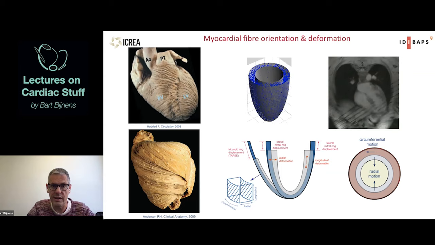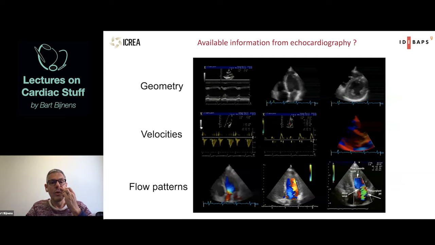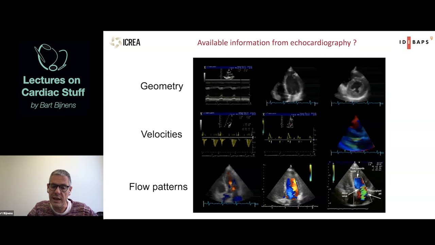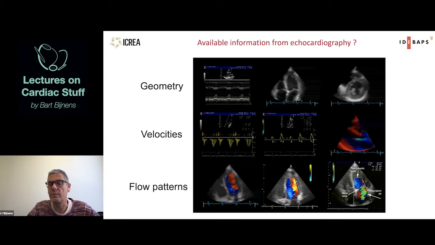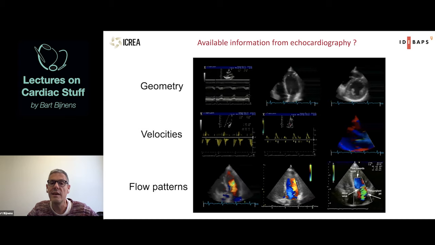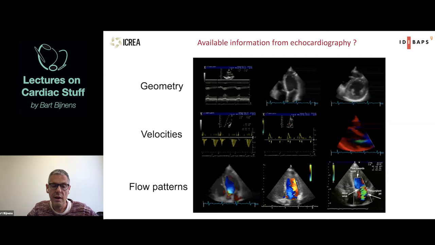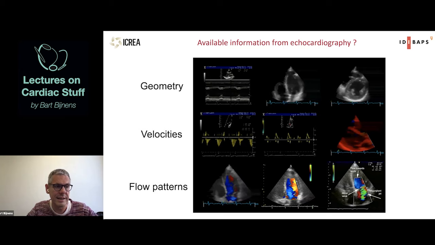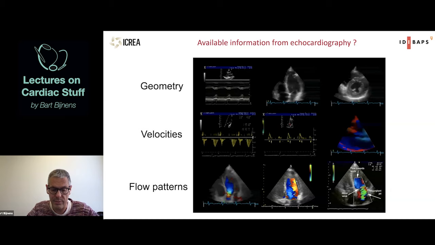Okay, now we have different ways to look at how this function is taking place or to quantify this function. A lot of this course will be about echocardiography, because in general, echocardiography is the workhorse of cardiac imaging, with more than 90% of imaging in cardiology being done with echocardiography. The other advantage of echocardiography is that it has a very good temporal resolution. It's a really real-time technique, at least with 2D and Doppler. And that's also one of the reasons why looking at the motion is important.